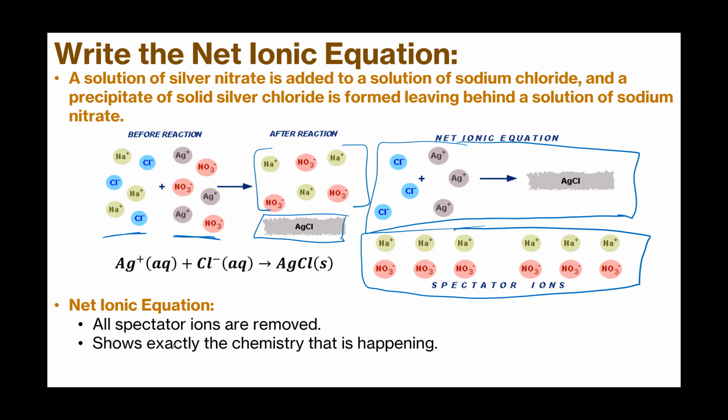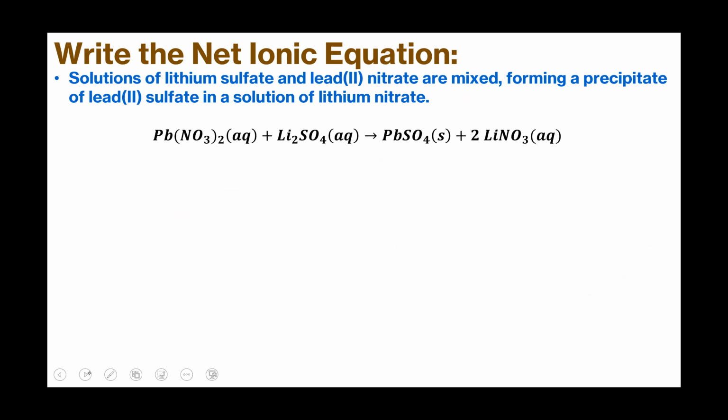Okay, let's see. Okay, here's our other example. We're going to take a solution of lithium sulfate and lead(II) nitrate and mix them together. We're going to get a precipitate of lead(II) sulfate, and we're going to get a solution of lithium nitrate. Okay, let's write what the net ionic equation for this looks like.